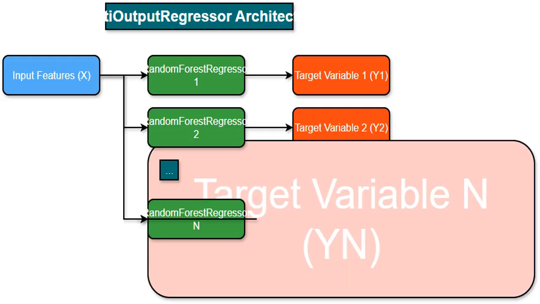This represents the nth target variable. It shows that the process of having separate random forest regressors extends to any number of target variables. The model will have a separate regressor for each. For example, it could include an additional value that we may aim to forecast, based on the same input features.